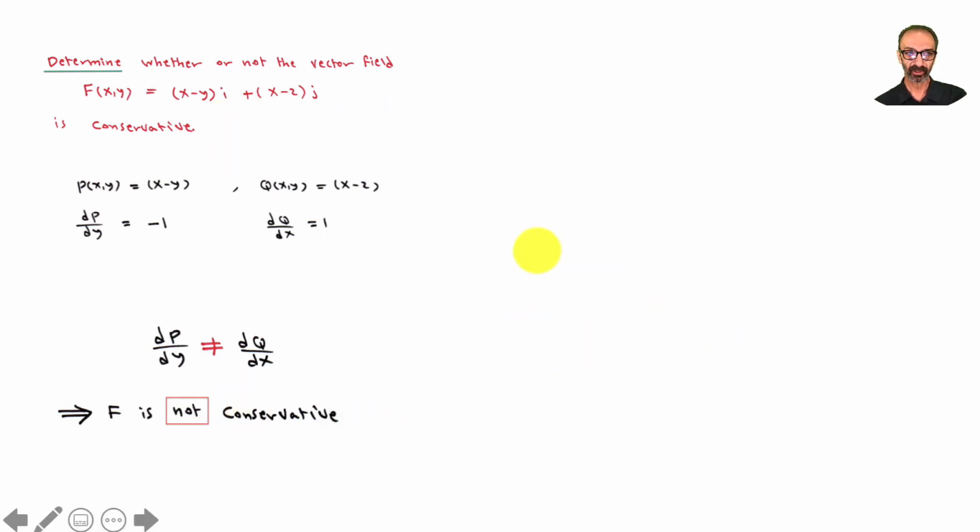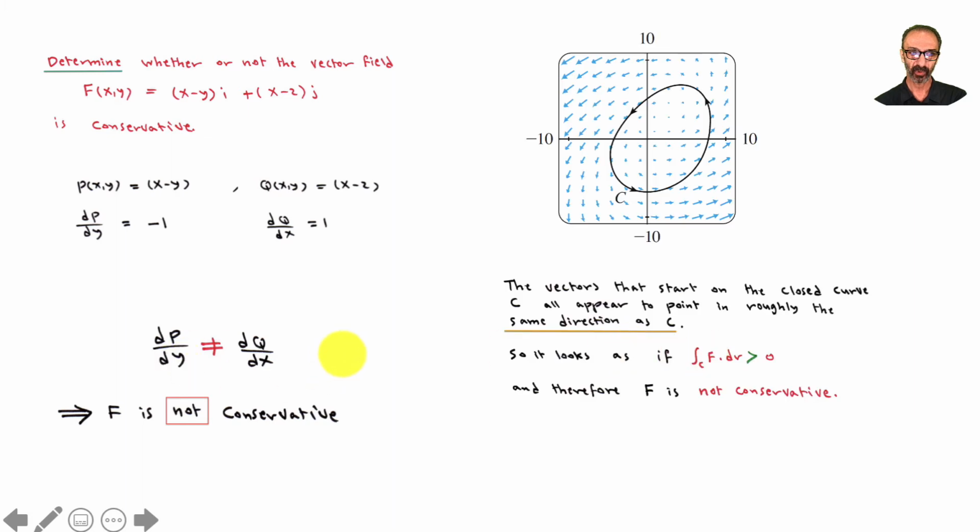Now let me support the concept of what is conservative, what's not conservative. Here's a graph of the vector field. This right here.